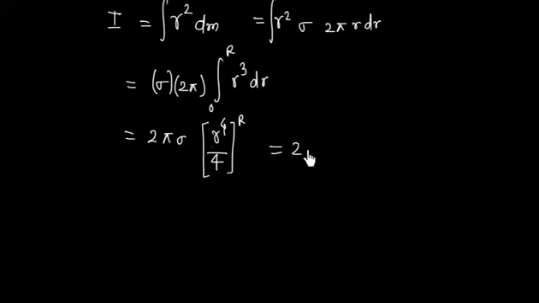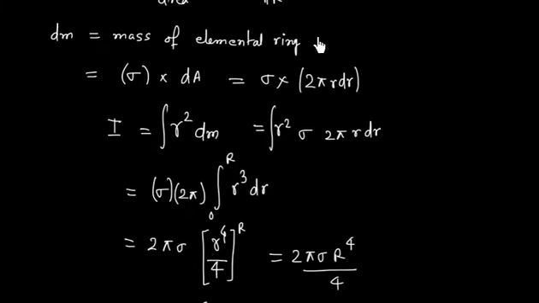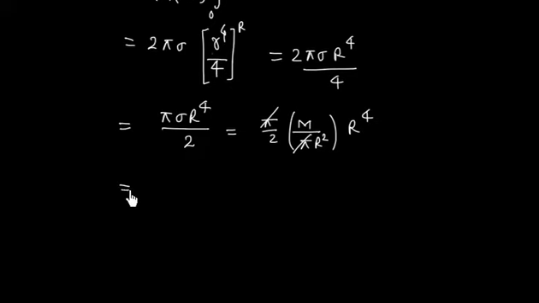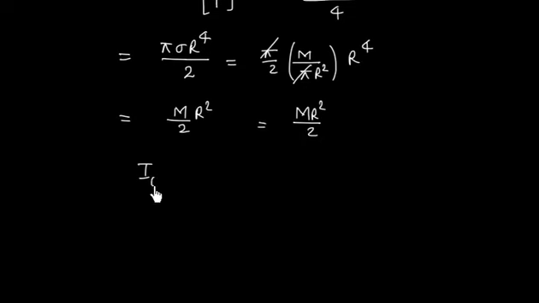So this will be 2 pi sigma times R to the power 4 by 4, that is pi sigma R to the power 4 by 2. Now we can place the value of sigma. Sigma is m by pi R square, into R to the power 4. So pi goes, and we will have m by 2, R square cancels, so this will be mR square by 2. So the moment of inertia of the disk about OO dash is equal to mR square by 2.